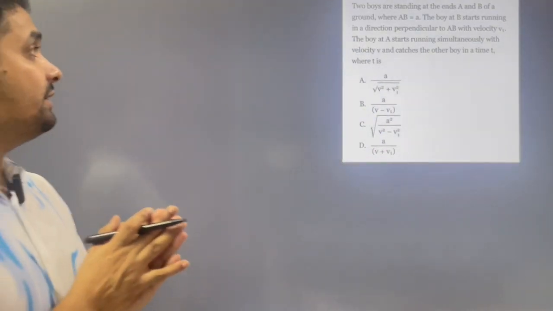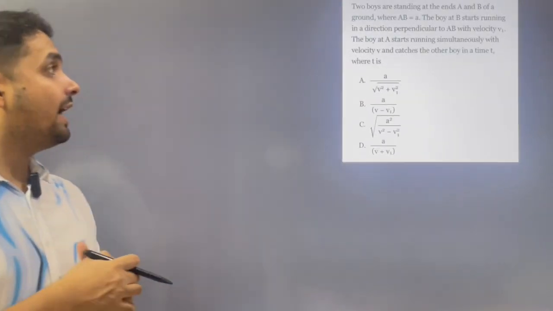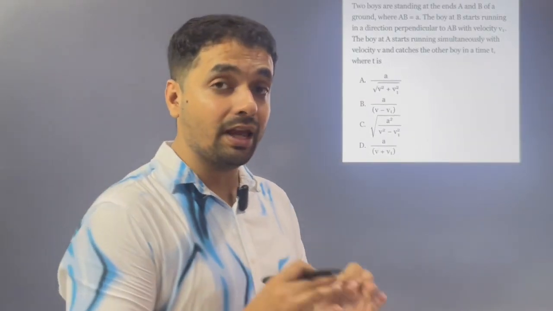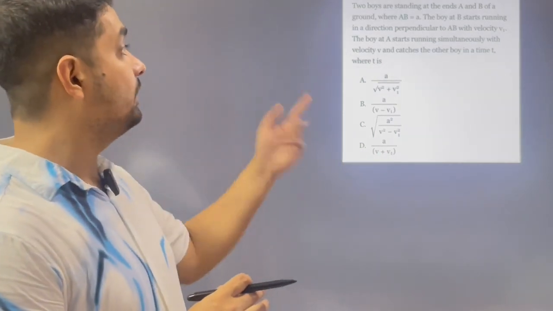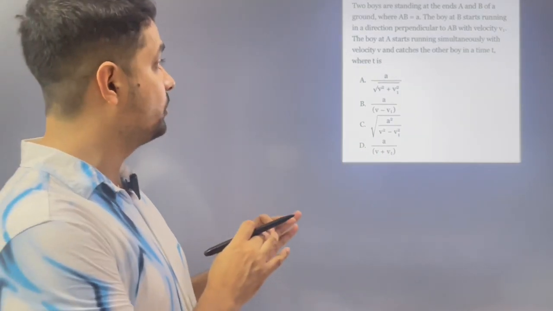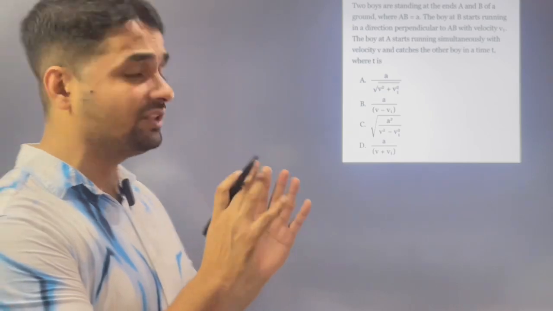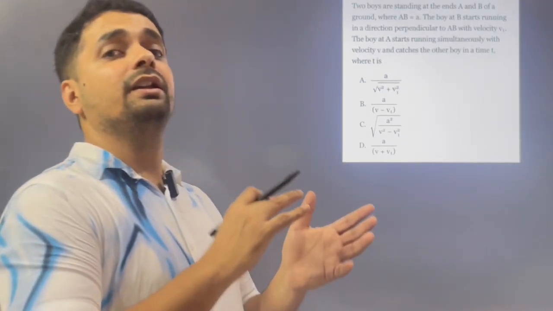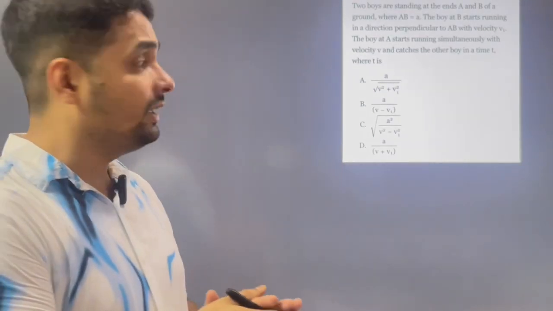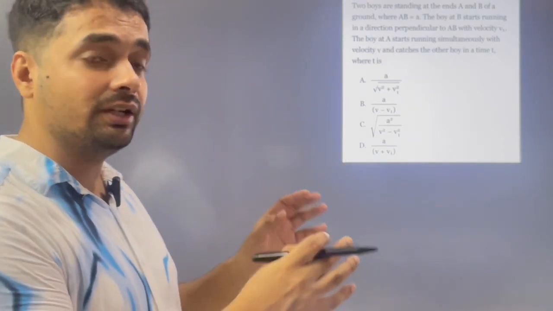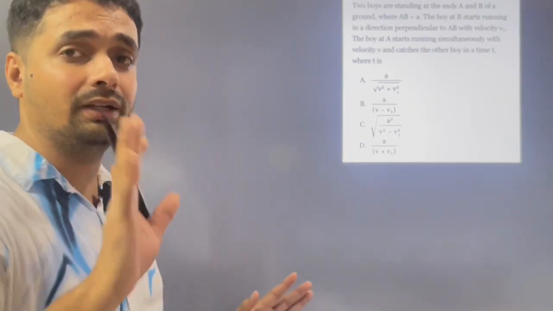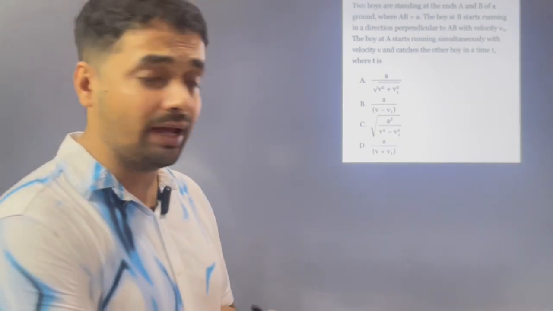So next question is, two boys are standing at ends A and B. See here, whenever I am solving a problem, first I read the question and draw according to the question. If you draw according to the question, you get almost 60-70% idea of the relation between the different parameters given in the question and what you have to find. By drawing it only you will understand, in the case of one dimensional motion.